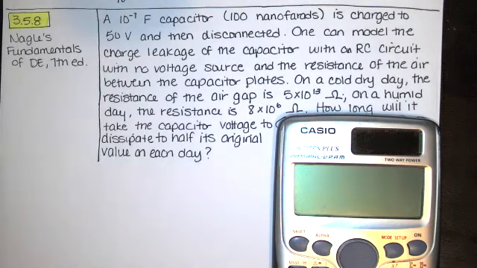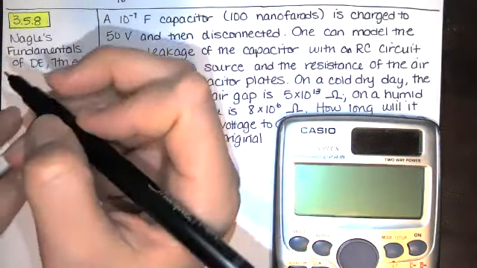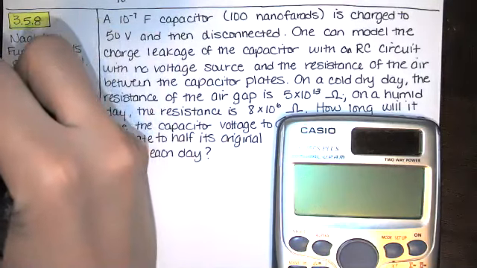air between the capacitor plates. On a cold, dry day, the resistance of the air gap is 5 times 10 to the 13th ohms. On a humid day, the resistance is 8 times 10 to the 6 ohms. Then the question says, how long will it take the capacitor voltage to dissipate to half its original value on each day? Well, in order to do this, we need to draw an RC circuit.